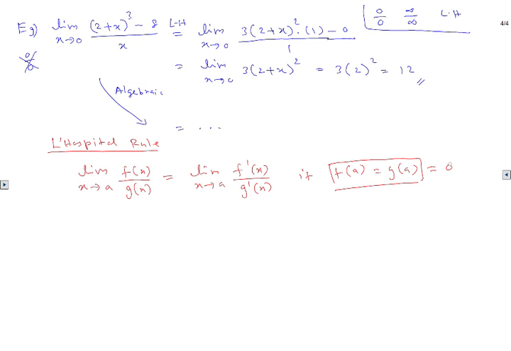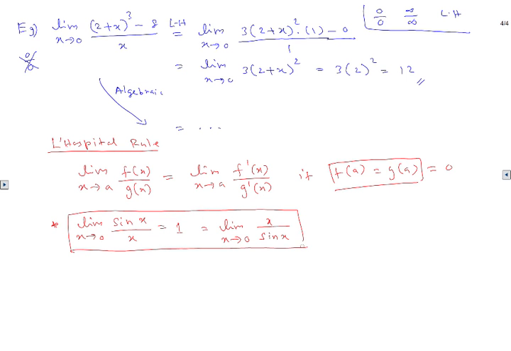And then we also have another result. What's the other result? I'm going to put a star here. The limit as x goes to 0 of sine x over x is equal to 1. And it also works if you turn it backward: the limit as x goes to 0 of x over sine x is also 1. These are useful, and you can use them.